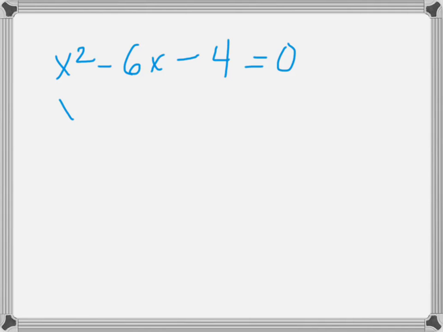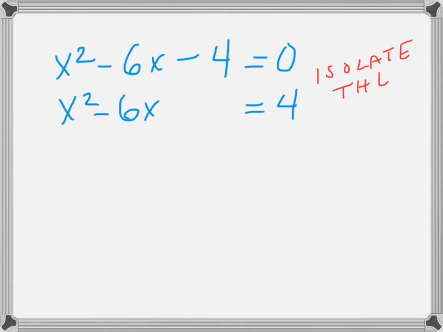Now, our very first step in here is going to be to isolate the constant. That's the 4 that we're going to isolate on the side. Okay, now once we get the 4, or whatever the constant is, to the other side, then we're going to take a look at completing the square. We're going to do this by starting with that 6 that's underlined.